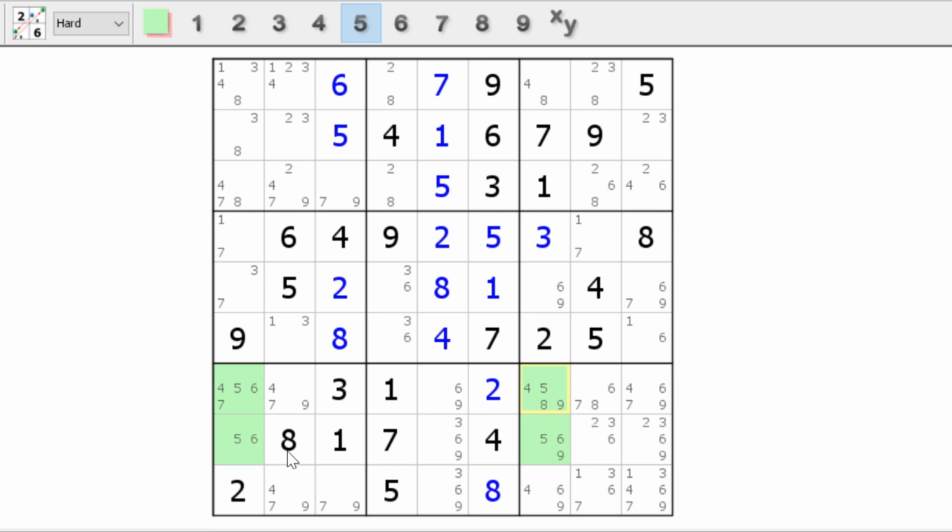It's a unique rectangle type 7, by the way. All right, pointing pair right here. The 2s and the 8s look pretty similar because of these two cells.